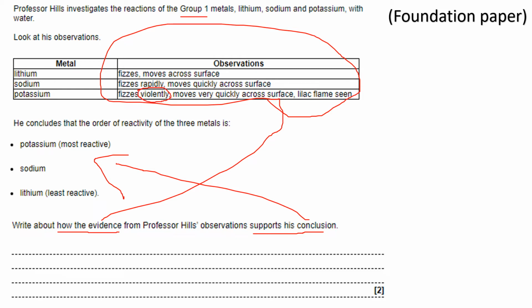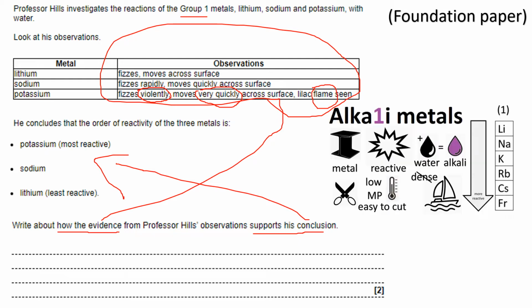It doesn't just fizz, it fizzes violently. They all move, but potassium moves very quickly across the surface. And also, it's the only one where we see a flame. So you could pick any one of those things to say potassium is the most reactive, because it's the only one where there's a flame, or it fizzes most violently. Now, what about lithium? We've only got 2 marks here. So how do we have evidence that lithium is the least reactive? Well, it does fizz, but it doesn't fizz as much as the other 2, does it? It does move across the surface, but it isn't moving as quickly.